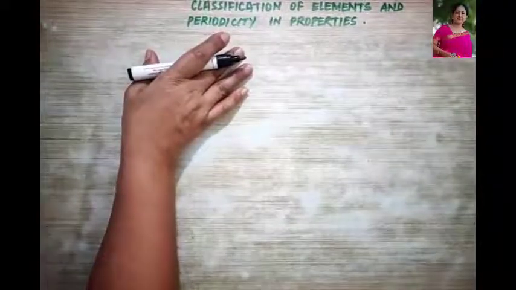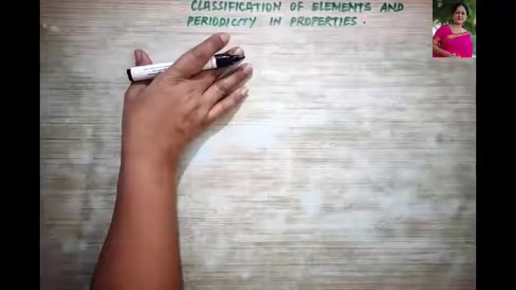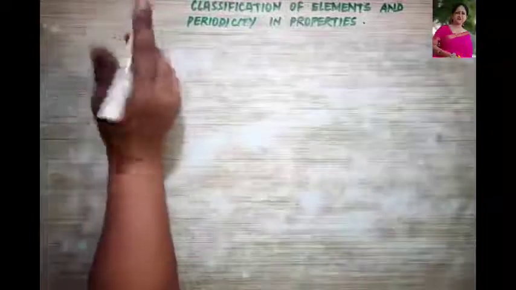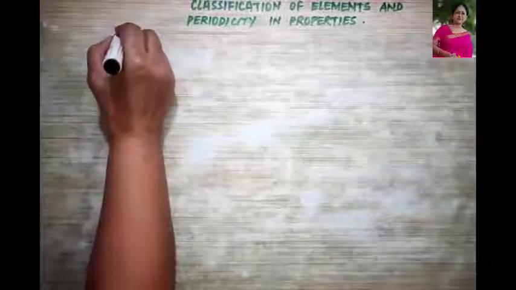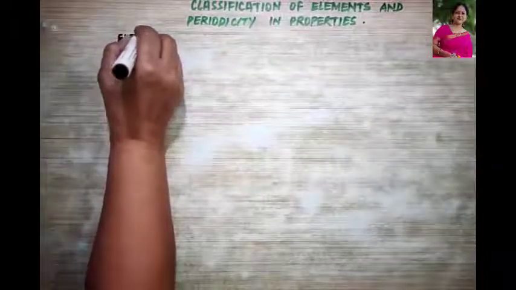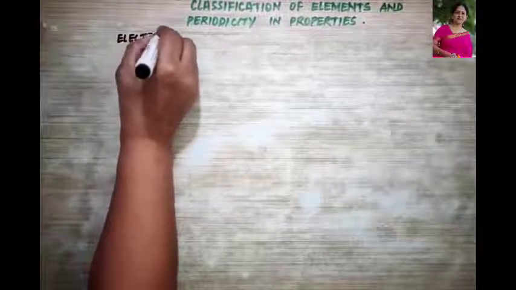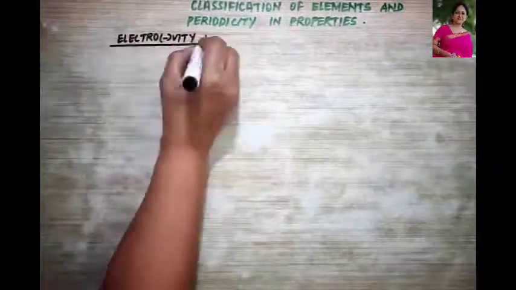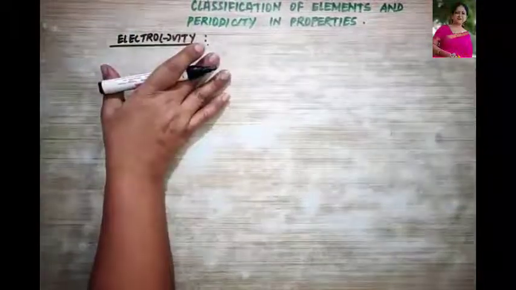Today we are going to deal with the more periodic properties. We have already finished most of them and today we shall begin with electronegativity. This one is left, so we wind up this periodic property today.